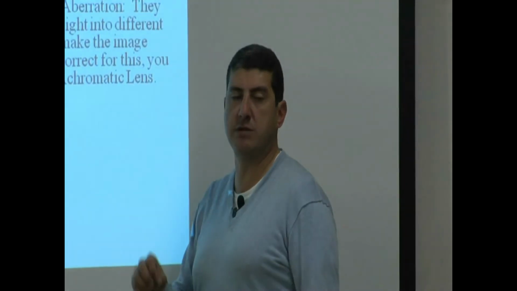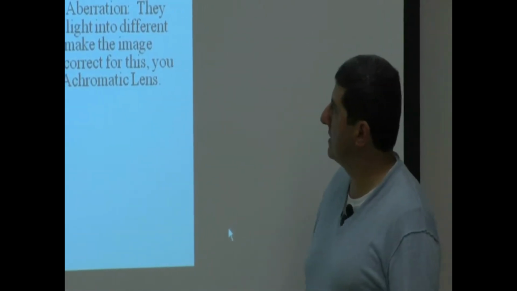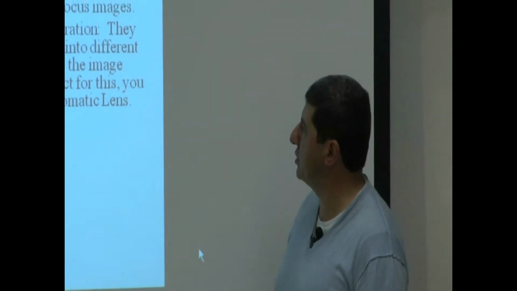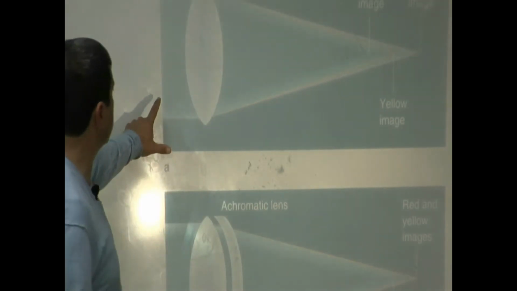Some of the problems that they could cause, and then we have to try to fix them, is they can cause a problem called chromatic aberration. Chrome comes from the Greek word meaning color. So chromatic aberration is a problem having to do with splitting the colors of the wavelength. They split white light into different colors and make the image fuzzy. To correct for this, you can use an achromatic lens. So this picture will show you this. So this shows you what the problem of chromatic aberration means.